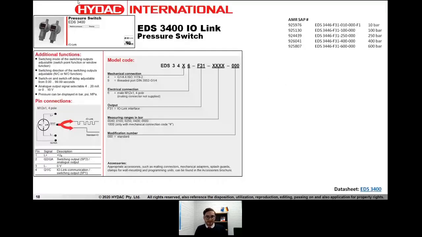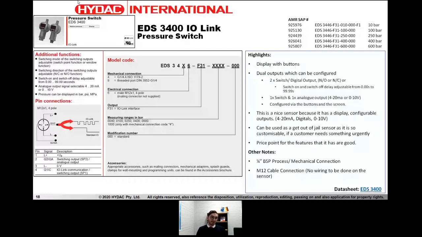The next sensor is the EDS 3400, which is the IO-Link sensor, a pressure switch plus a pressure transmitter. This is a bit more complex because it can do a lot of things for you. On the left-hand side, you can see that it has a number of switching mode outputs. It has on-off outputs and also a window function. The window function is where the output of the sensor is on between set points. For example, if you set the sensor to be on between 10 bar and 50 bar, the output will be on between 10 and 50 bar.